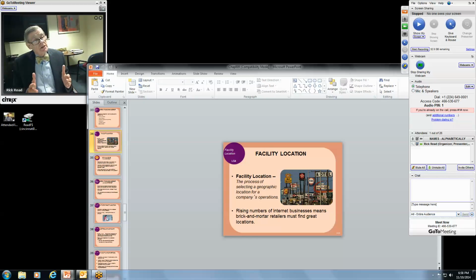Facility location is simply this: putting your facility in a certain place, centrally located, to service your customers and be close to your suppliers. Now, obviously, we know why you want to be close to your customers. That makes sense. But close to your suppliers means it's going to cut down on their transportation. And if it cuts down on their transportation, it's going to cut down on your bill. It's as simple as that.